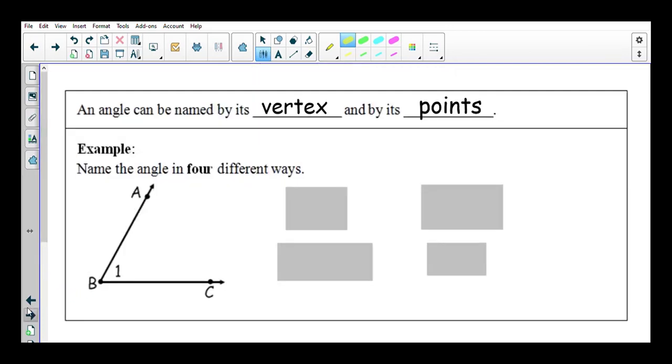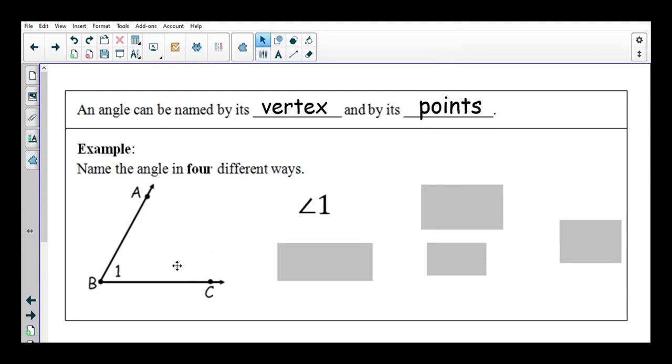All right, one of the first things we're going to do is name an angle, and we can name an angle by its vertex and by its points. So this angle that's shown down below can be named in 4 different ways. One way to name this is angle 1. That's the number that's inside the angle where we would have the measurement. We can also call this angle B by the vertex, which is where the two rays meet. Again, rays are just one-sided lines, essentially. It starts with a point and then extends forever in one direction.